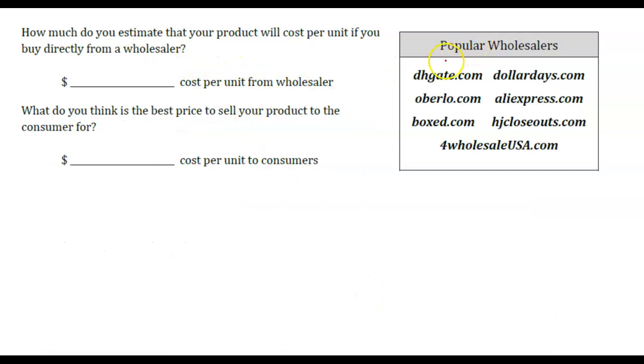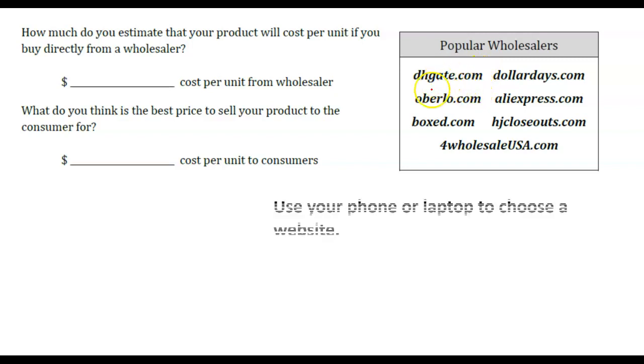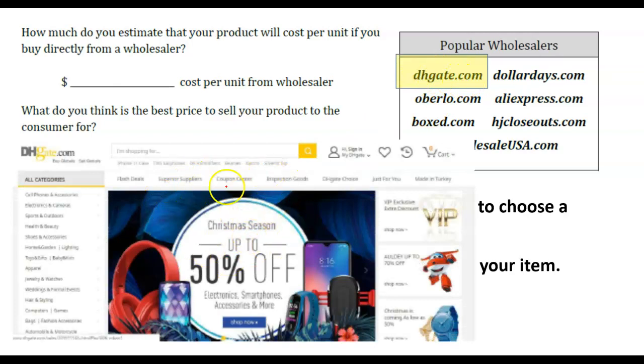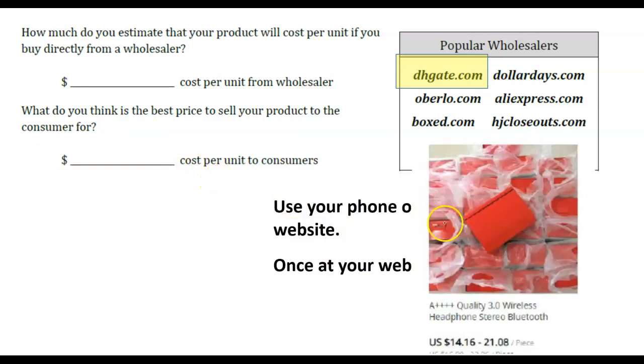On here, it does ask us to use a website because there are wholesalers who will sell to you at a cheaper discounted price so that you can go ahead and resell to the consumer. So I chose, use your phone or laptop. In this case, you can pause the video and open up any one of these. Once you're at your website, find your item. I chose dhgate.com. It looks something like this, just so you can see what it looks like. I then just typed in the search engine wireless headphones.